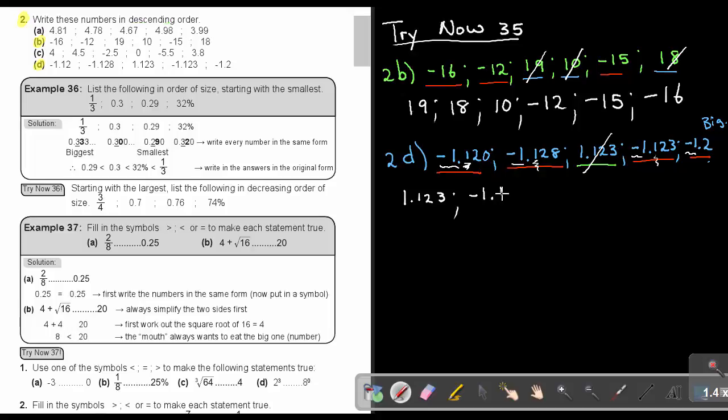Negative 1.12. Scratch it. And then will be this one with first the 3, then the 8. So negative 1.123. Scratch it. And then negative 1.128. Scratch it. And then the next one is negative 1.2. And that will be in descending order from the biggest to the smallest.